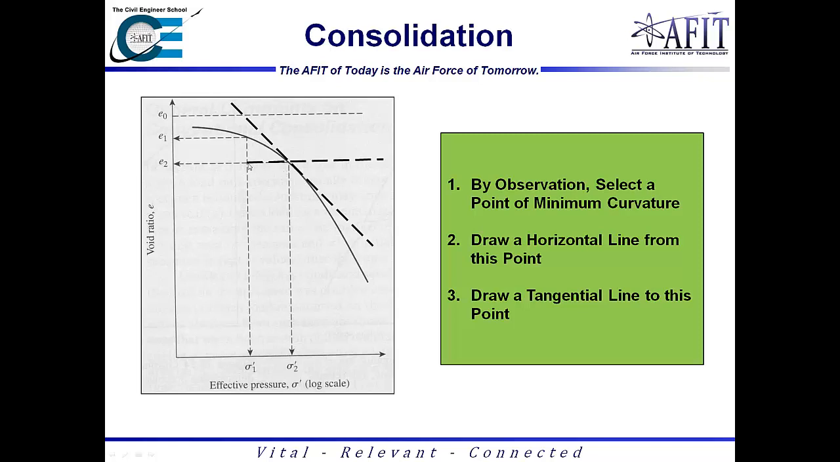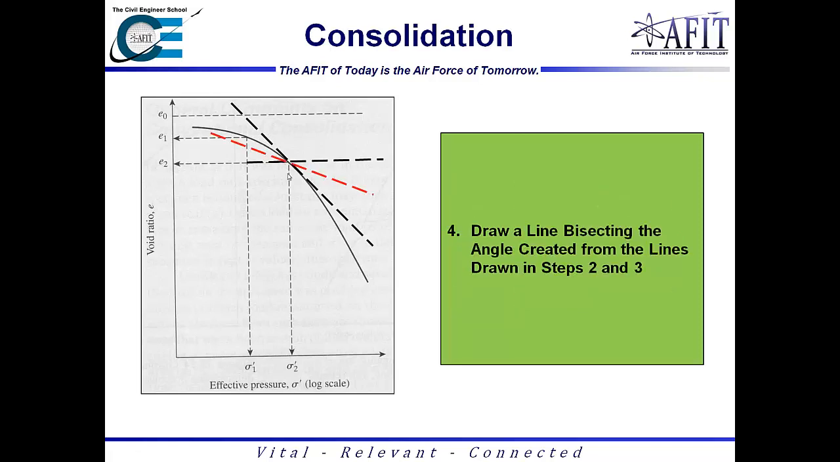And so what you want to do is draw a horizontal line out from that point straight out along the x-axis. The next thing you're going to want to do is draw a tangential line to that point, and so you're going to have these two lines intersecting at your point. Right after that, what you're going to do is take another line and bisect the angle formed by these two. And so I'll have this, and this is roughly approximated.